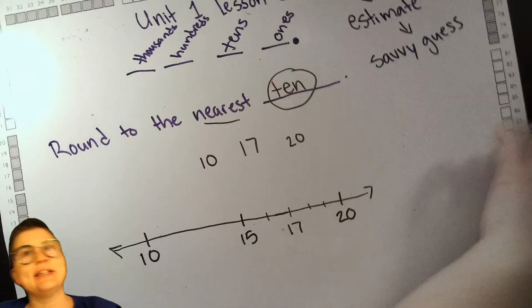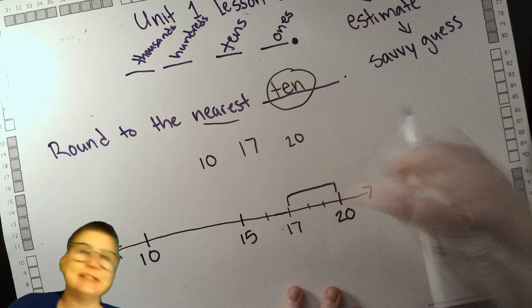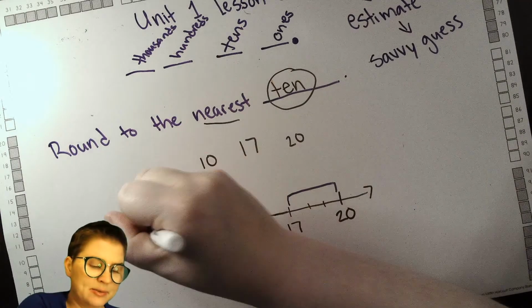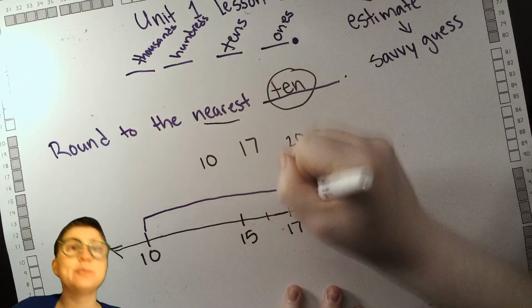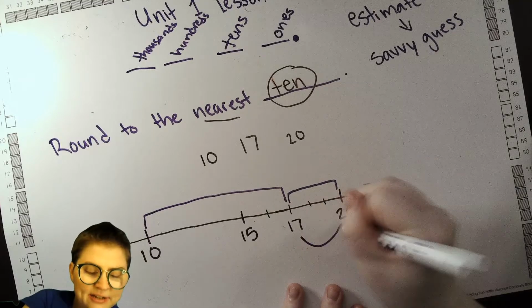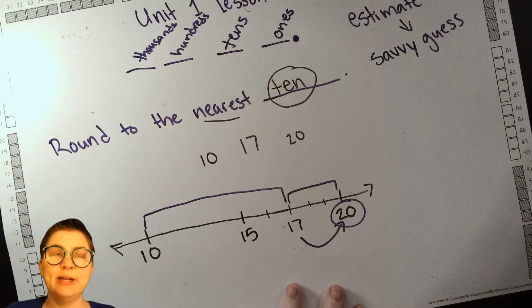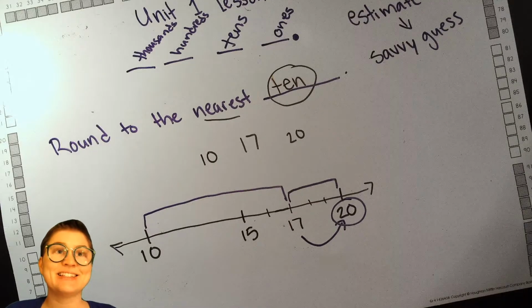We can see that the distance between 17 and 20 is like that much, and the distance between 10 and 17 is way bigger, right? So the nearest 10, the one that it is closest to, is 20, right? Okay, hopefully this is sounding familiar.